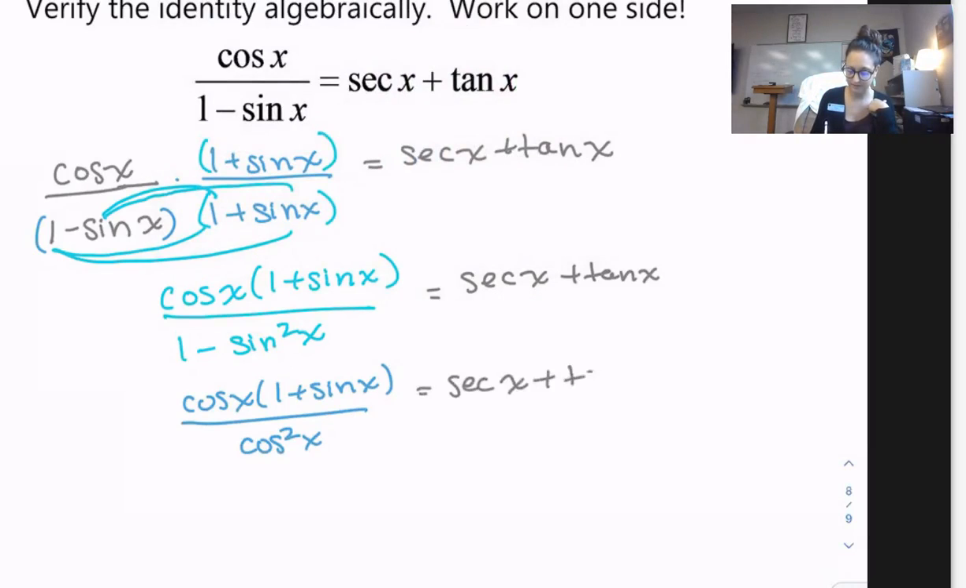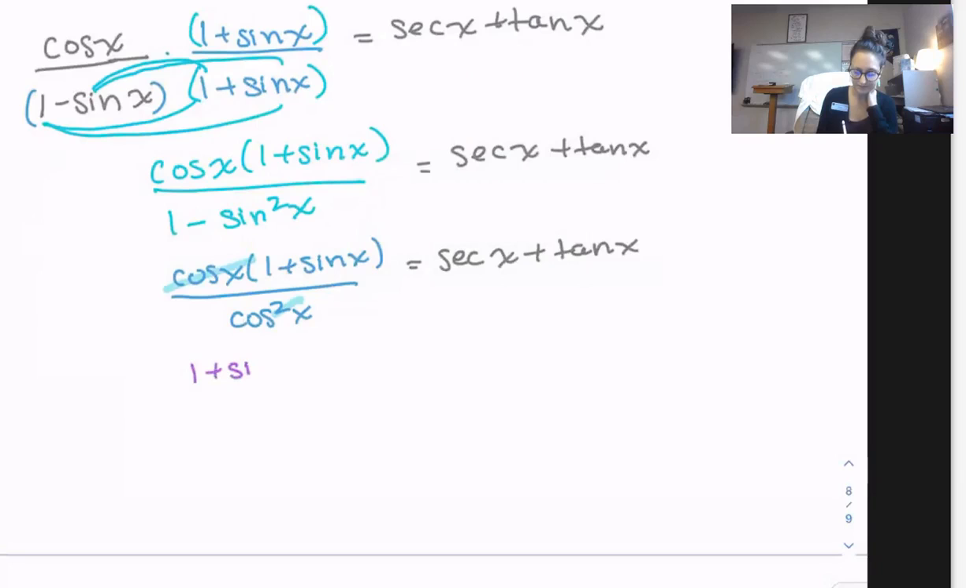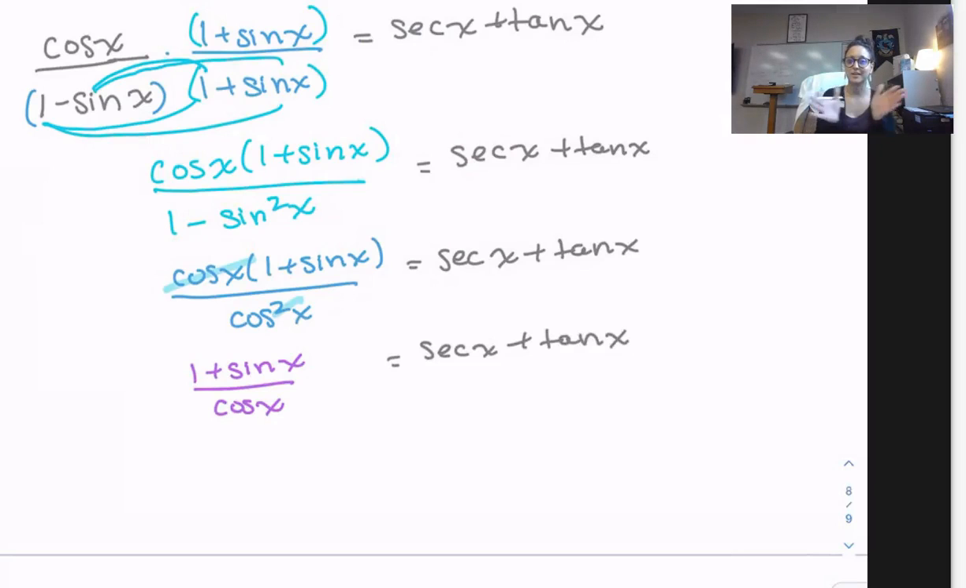So do you notice anything nice now? Well, now you get some nice cancellation, right? I can divide numerator and denominator by cosine of x. So I'm left with 1 plus sine of x in the numerator and just a single cosine of x in the denominator. All right, now we can kind of do the opposite of combining fractions. Now I can separate that into 2 fractions with the denominator of cosine of x. So I get 1 over cosine of x plus sine of x over cosine of x.